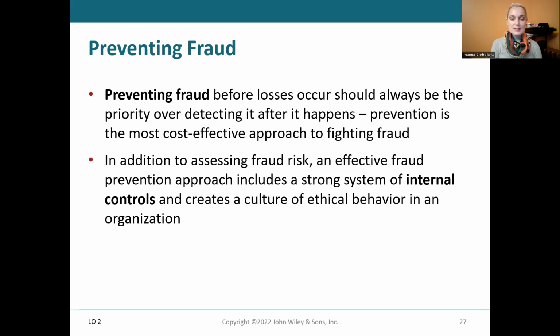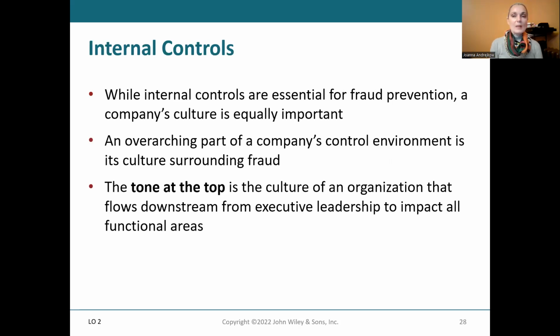In addition to assessing fraud risk, an effective fraud prevention approach includes a strong system of internal controls and creates a culture of ethical behavior in an organization. So while internal controls are essential for fraud prevention, a company's culture is equally important. An overarching part of a company's control environment is its culture surrounding fraud.